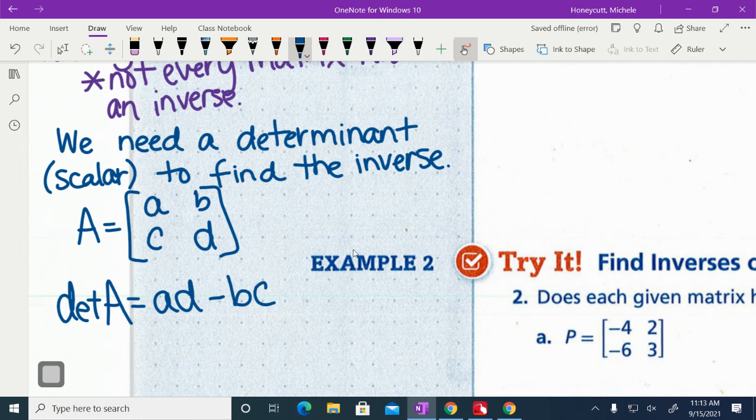So there's going to be a 2 by 2 matrix. There's a number where the A is, a number where the B is, a number where the C is, a number where the D is. To get the determinant, we're going to multiply these two and subtract the product of those two. Okay, so let's try finding the determinant on example 1.